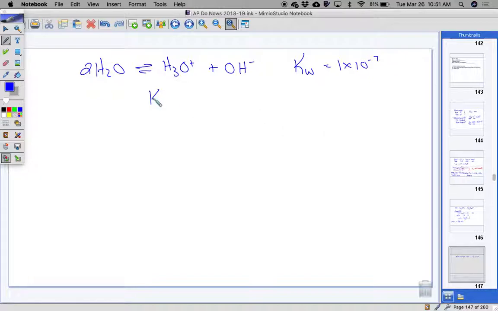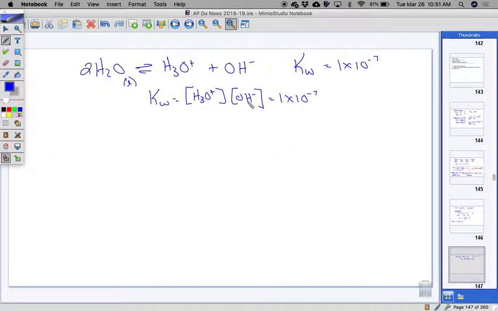What does the KW expression look like for water? Why doesn't the water go on the bottom? Because it's a pure liquid, so it doesn't go on the bottom. So the KW expression is the H3O plus times the OH minus, and we know that equals 1 times 10 to the -7th.